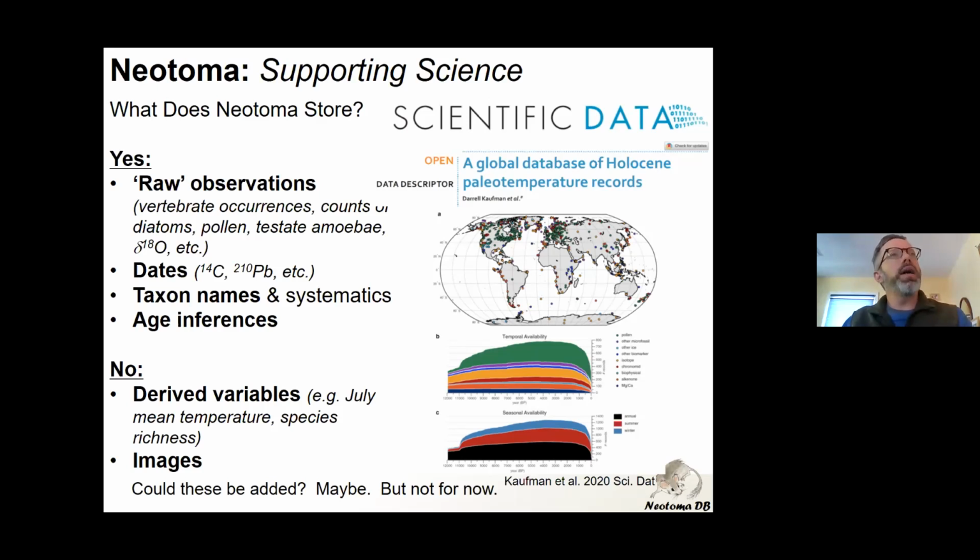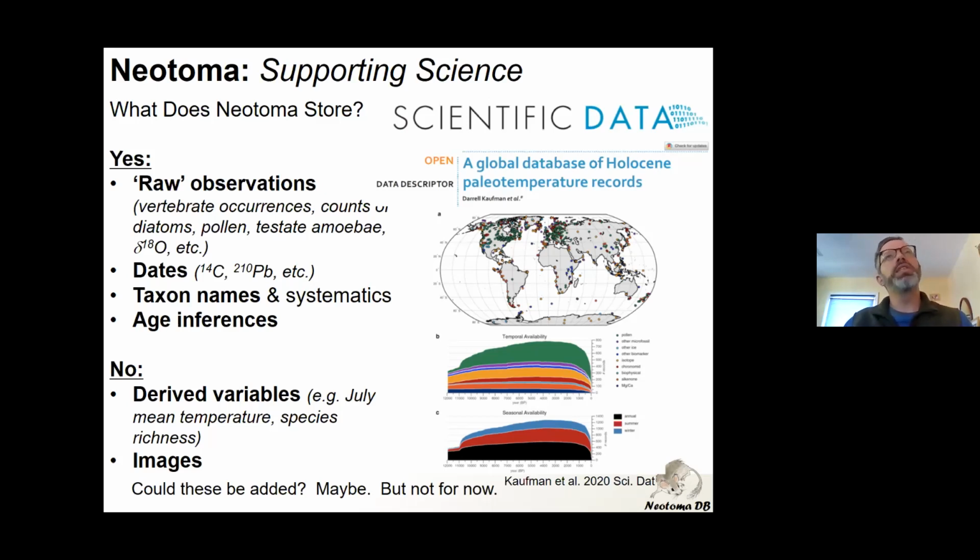And as I put this together, I thought it was important to make a point about what Neotoma does and doesn't store, because I think this is a good example of thinking about that. What Neotoma does store is, as much as possible, the raw data: the occurrences of bones at different site localities, the counts or abundances of diatoms or pollen or ostracods or what have you. Geochemical measurements such as stable isotopes, the radiocarbon dates, the taxon names, the inferred ages. Those are things that Neotoma does store. What we typically have avoided storing so far are the derived variables, July mean temperature, biodiversity indices like species richness or turnover. Those more derived products we see as outside our mission.